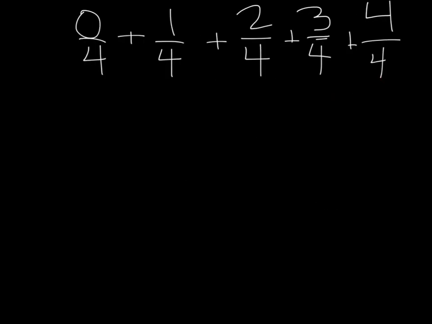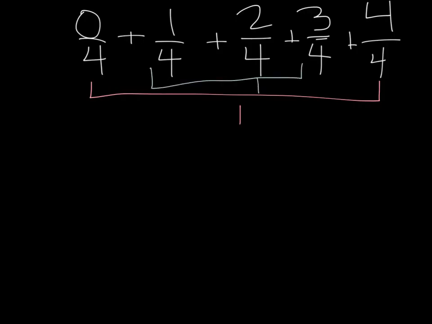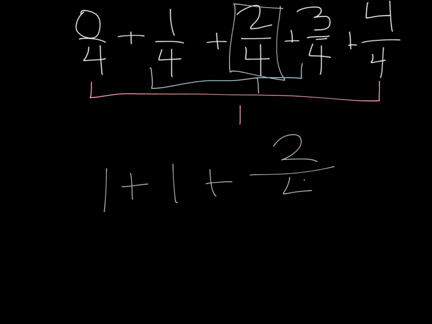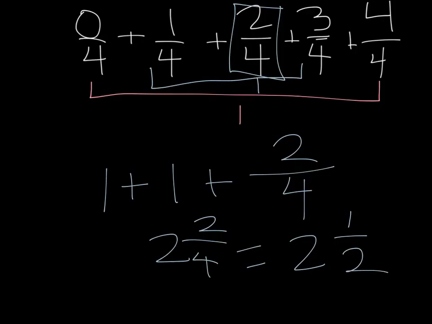Once again, we can start by combining 0/4 and 4/4 to get 1 whole. And then we can combine 3/4 and 1/4 to get 1 whole. And we're left with 2/4. So we have 1 plus 1 plus 2/4, or 2 and 2/4, which simplifies to 2 and 1/2.